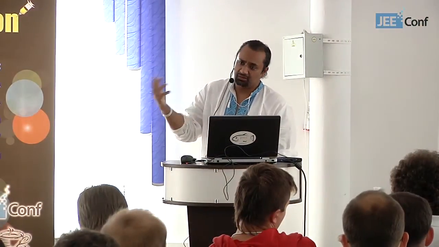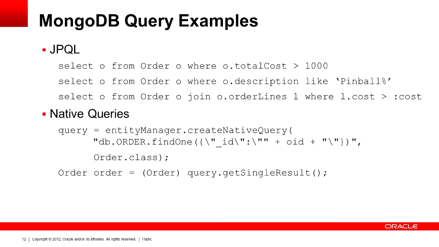You can also have things like element collections and embeddable objects, and those you really just translate into embedded and nested objects inside of something like MongoDB. Okay, JPQL looks something like this. You can support total cost greater than 1,000, and that will translate into MongoDB quite well. You can have descriptions like pinball. You can have simple joins, and again, here's where EclipseLink is helping you out by resolving these relationships under the hood and making this happen for you. And of course, you can have MongoDB native queries too. So you can have things like find one by this ID and order class and the like.